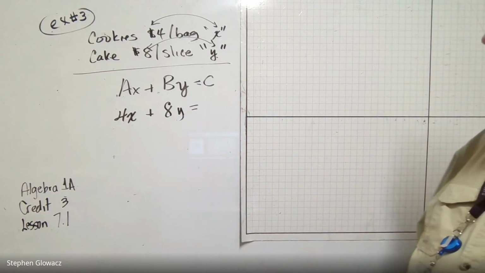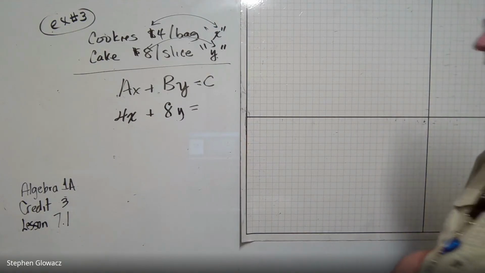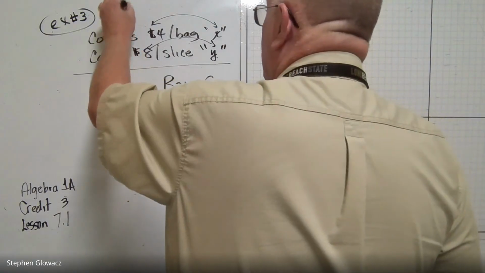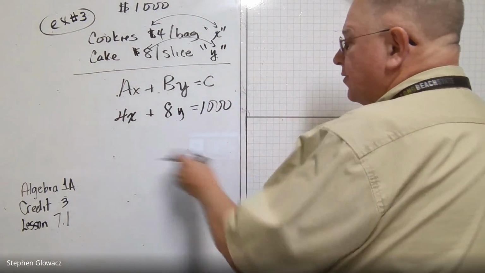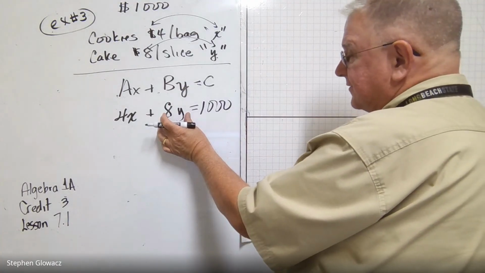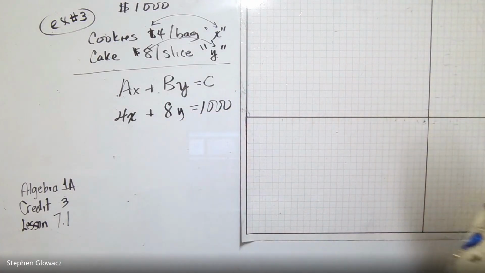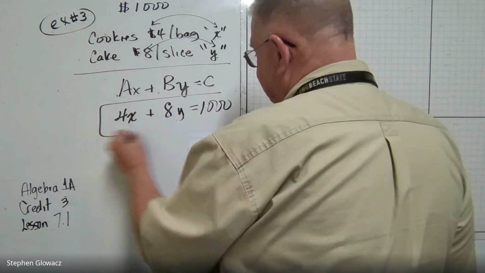So what's that going to be equal to? Well, remember, they said we want to raise a certain amount of money, and our goal in our example is going to be $1,000. So the money we make from selling the cookies plus the money we make from selling the slices of cake is going to equal $1,000. And so that's our equation, and that's our answer for number 3.